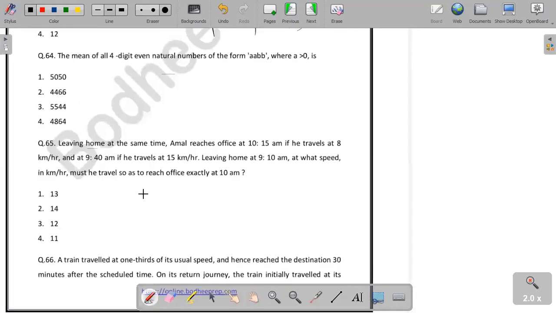Now this is the question the CAT has asked. So we will have to solve this. The mean of all four-digit even natural numbers, even natural numbers, right? So what will the smallest number be?